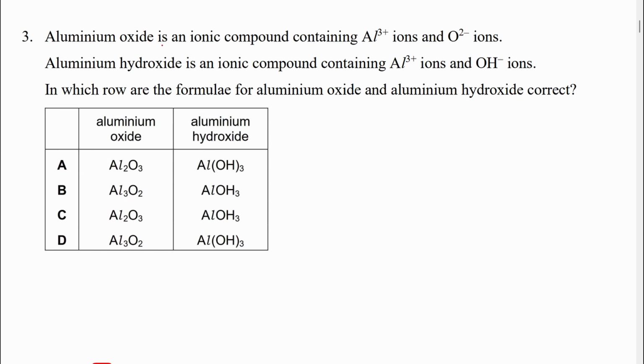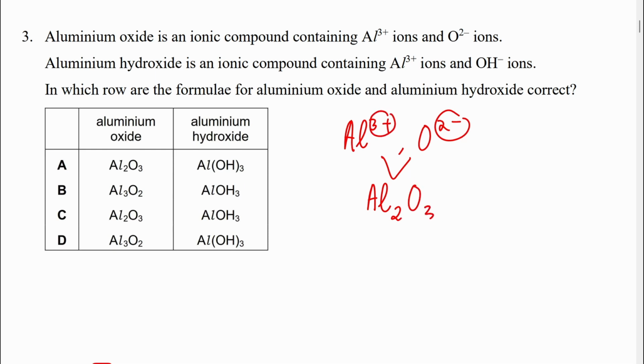Next question. Aluminum oxide is an ionic compound containing Al3+ positive ions and O2- negative ions. Aluminum hydroxide is an ionic compound containing Al3+ positive ions and OH- negative ions. So in which row are the formulae of aluminum oxide and aluminum hydroxide correct? Okay, so Al3+ with O2-. So I will take yours, you will take mine, crisscross, exchange the numbers of valency in here. So Al2, but we put it as the subscript, and O3, right?